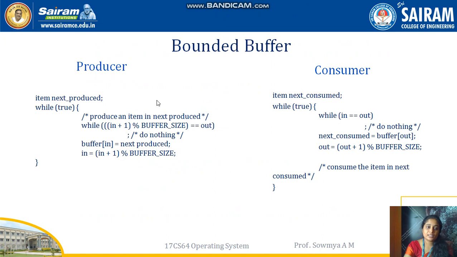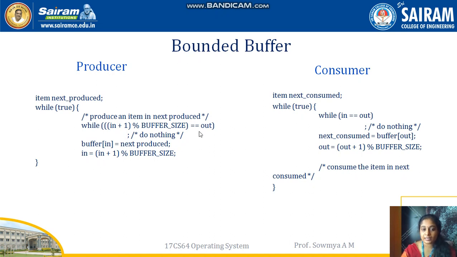So the solution is, for the producer, while true, the producer has to wait until the consumer has consumed the data. The condition here is very simple: (in + 1) % BUFFER_SIZE equal to out. If (in + 1) % BUFFER_SIZE is equal to out, it states that the consumer is consuming the data, so the producer has to do nothing. It will stay in the loop but do nothing.